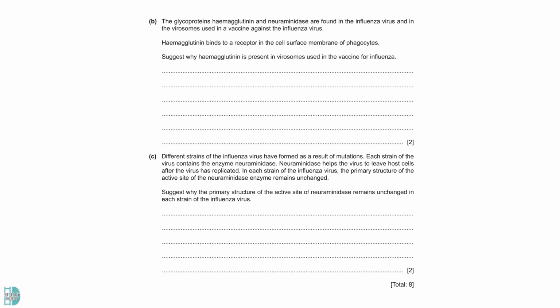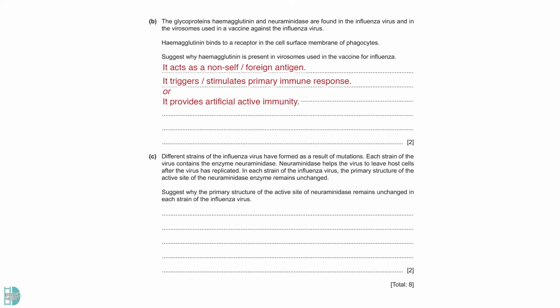In B, you have some information about hemagglutinin, which is used in a vaccine. The question here is, suggest why hemagglutinin is present in the virosome used in the vaccine for influenza. When we use a molecule in a vaccine, that molecule acts as a non-self or foreign antigen to the body of the receiver. This non-self antigen will trigger or stimulate the immune response. You can also say that it provides an artificial active immunity.